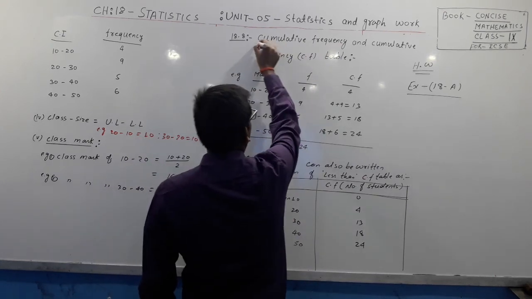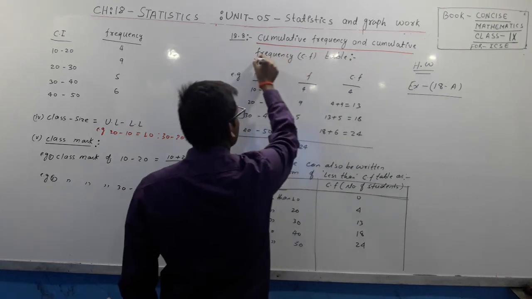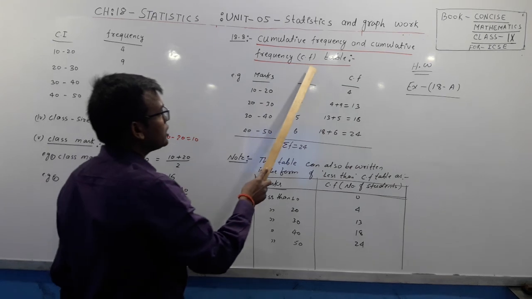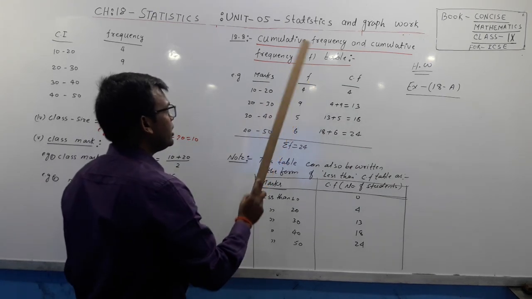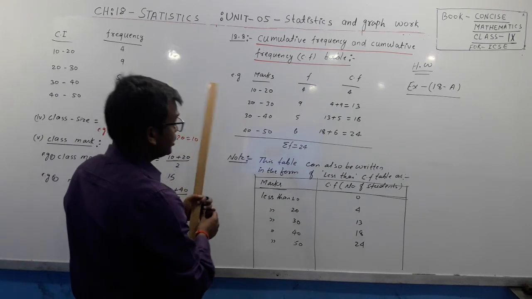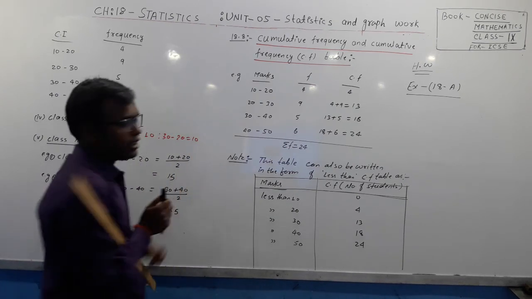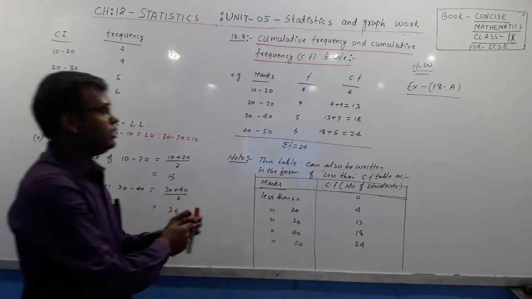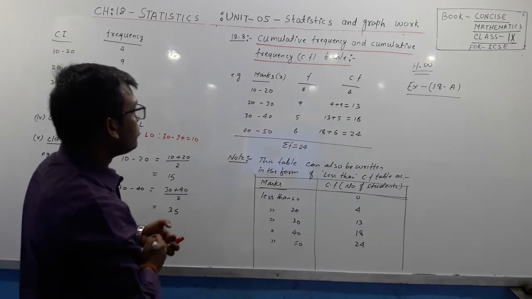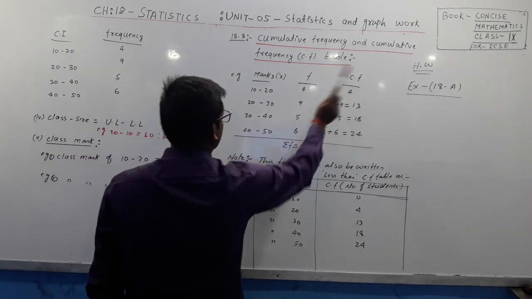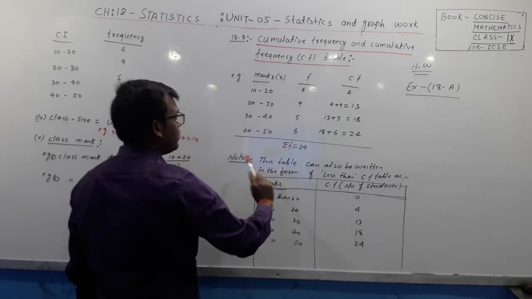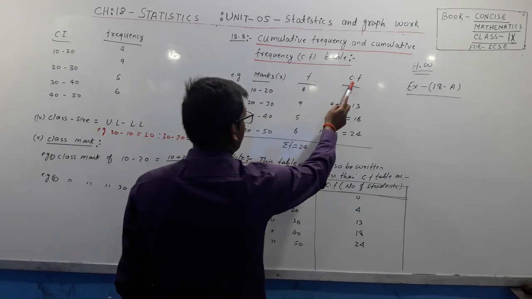Cumulative frequency is also denoted by CF, and frequency is denoted by small f. And marks are denoted by any variable like x, y and z. So we can also write the variable x. See, now how to find the cumulative frequency? Here we have 10 to 20, 20 to 30, and the corresponding frequencies are given. So find the cumulative frequency.